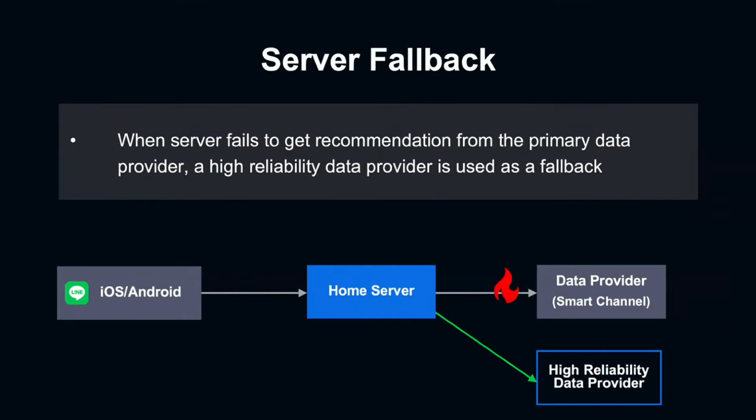Server fallback. This means when the server fails to get recommendation from one primary data provider, we will use a high reliability data provider as a fallback. Sometimes the main provider has a temporary network issue, or for some new users there's no personalized data. In this case, we will fall back to a highly reliable one. It doesn't have such personalized data, but is reliable enough to always give some data. Since Smart Channel has better contents, we will always choose that as the primary provider.